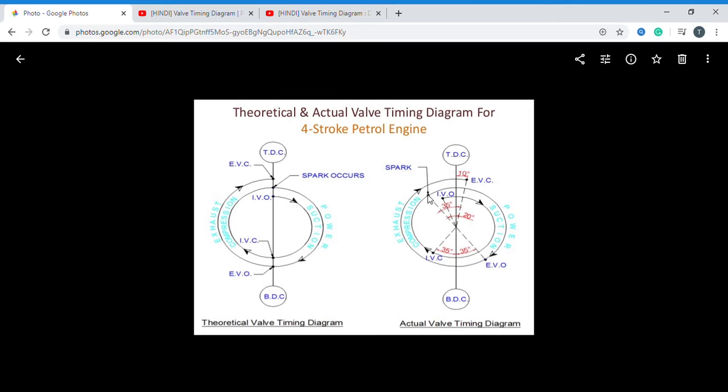The spark ignition takes place, and after that the power stroke takes place. The exhaust valve opens before bottom dead center at 35 degrees, and it closes after top dead center at 10 degrees. This is what happens in the actual valve timing diagram, because we do not get the exact crank angle positions like the theoretical one. Okay, this is the valve timing diagram for the four-stroke petrol engine.